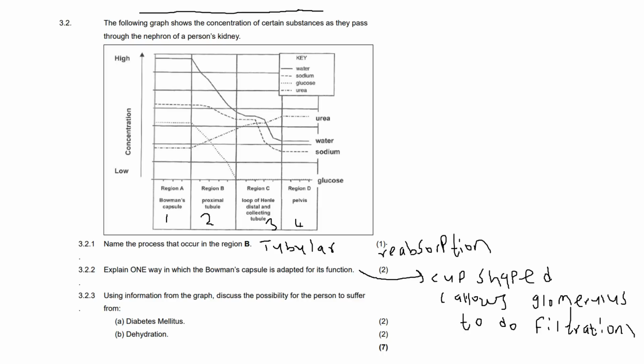3.2.3, letter A. For letter A, they are saying, using the graph, discuss the possibility that the person will suffer from diabetes.